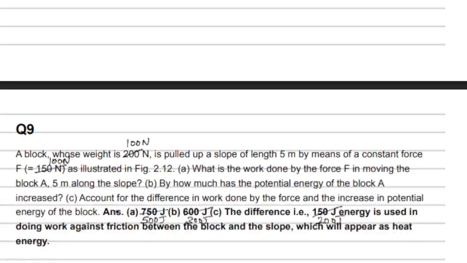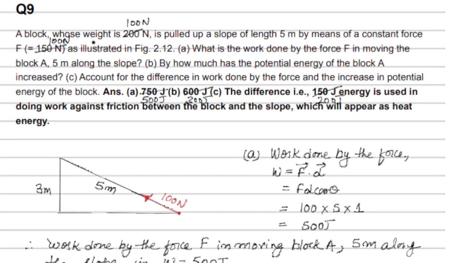Okay. Let's go to question number 9. A block whose weight is 100 Newton, not 200 Newton, it's 100 Newton, is pulled up a slope of length 5 meter by means of a constant force of 100 Newton, as illustrated in this figure. What is the work done by the force in moving the block 5 meter along the slope?